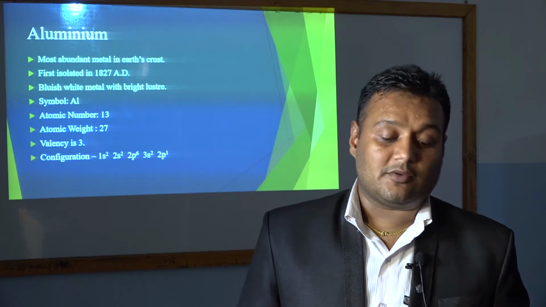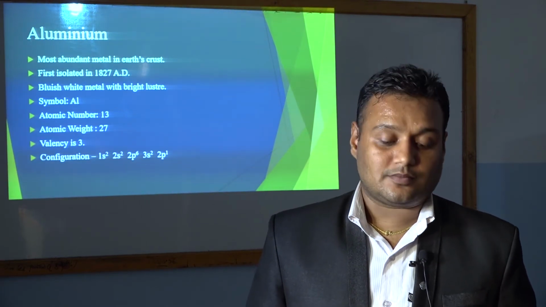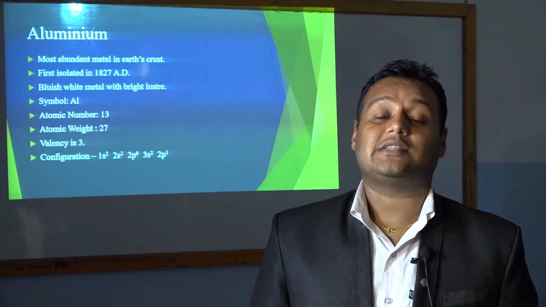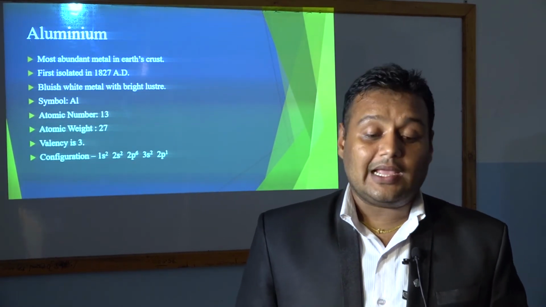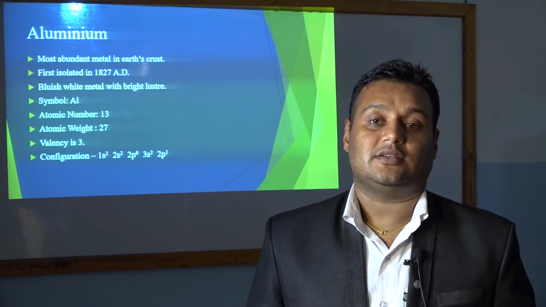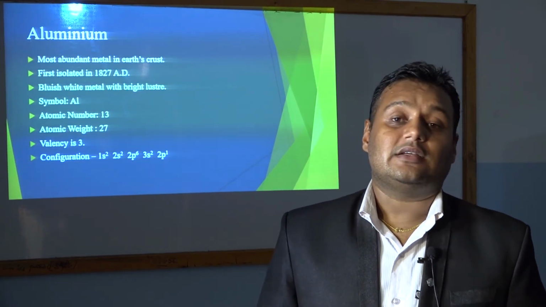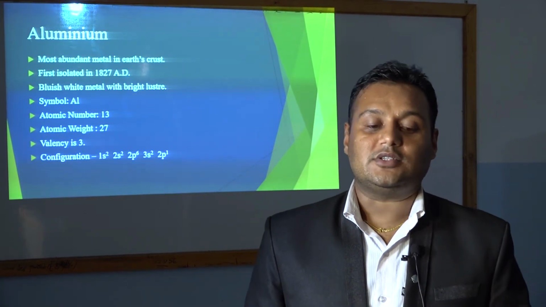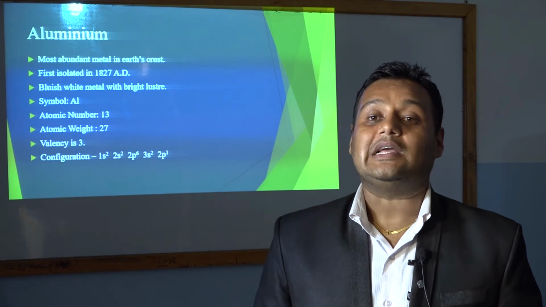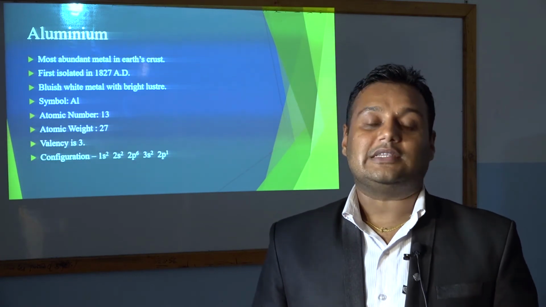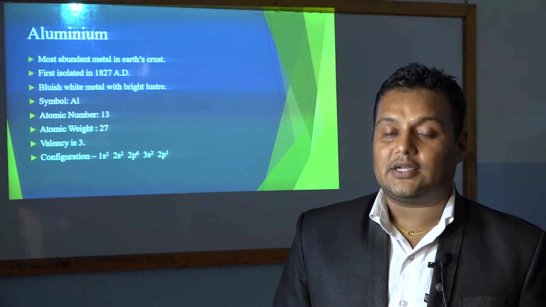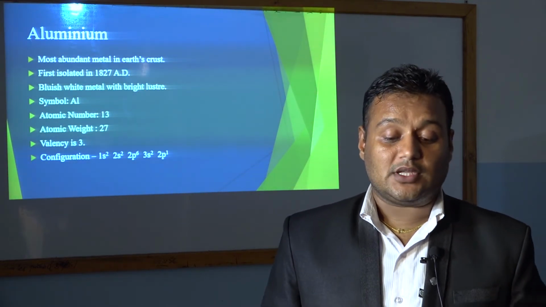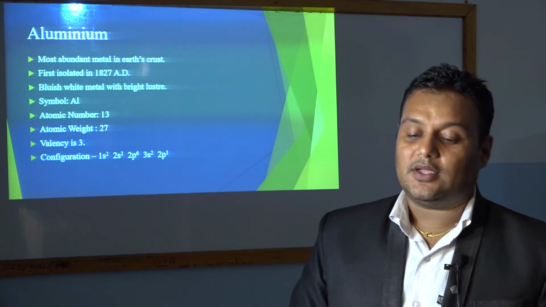The atomic number of aluminium is 13. Its atomic weight is 27 AMU, atomic mass unit. Its valency is 3. That means it has the tendency to lose or gain 3 electrons. Since it is a metal, it will be losing 3 electrons for stability. And the configuration of aluminium is given as 1s2, 2s2, 2p6, 3s2 and 3p1.